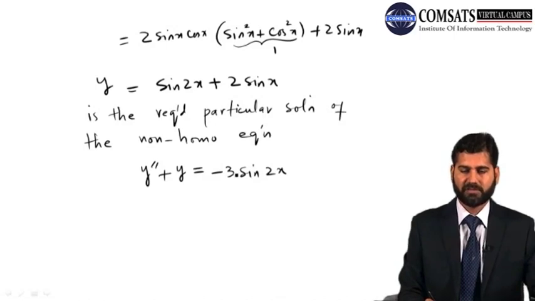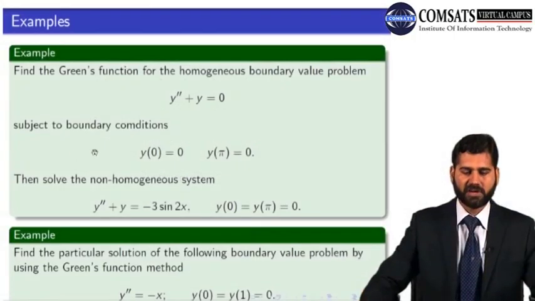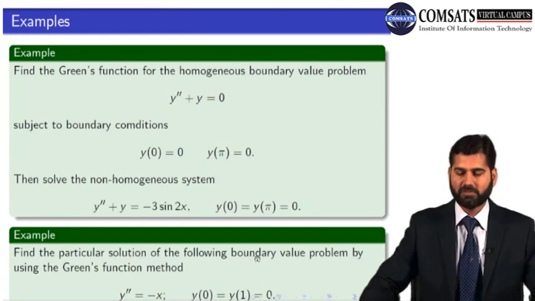So this is one of the examples. We just solved this non-homogeneous system with the help of the Green's function of the non-homogeneous equation with the same boundary condition. So next we have this example. Find the particular solution of the following boundary value problem by using the Green's function method. So y double prime is negative x, y(0) equal to y(1) is equal to 0.